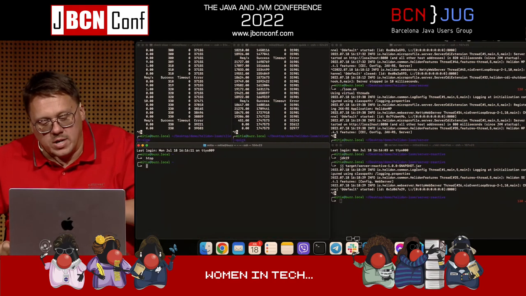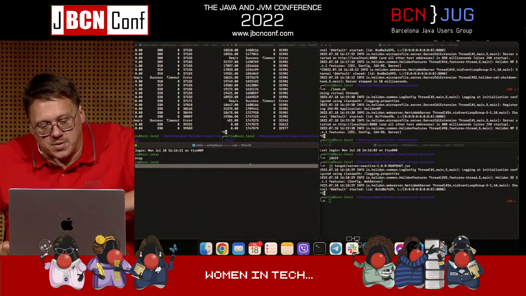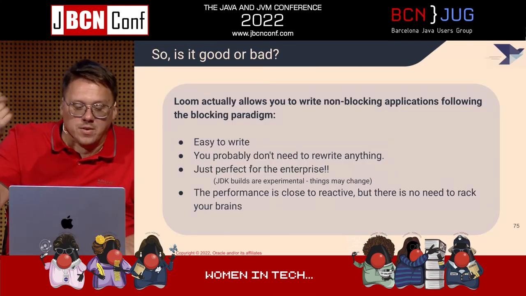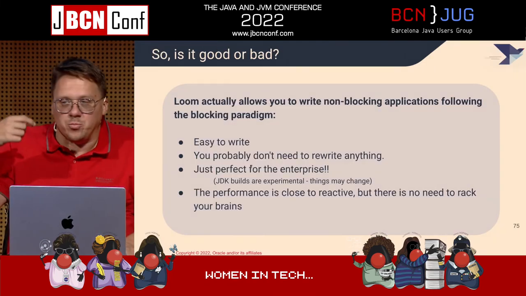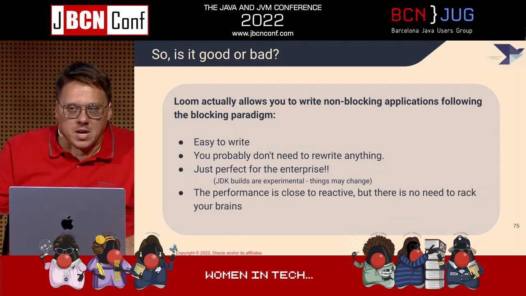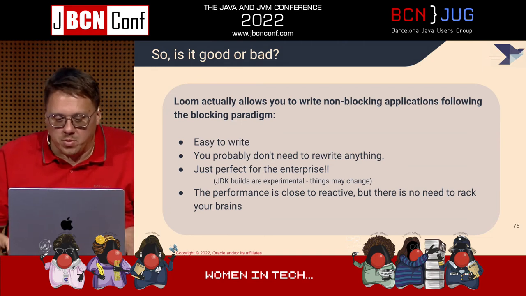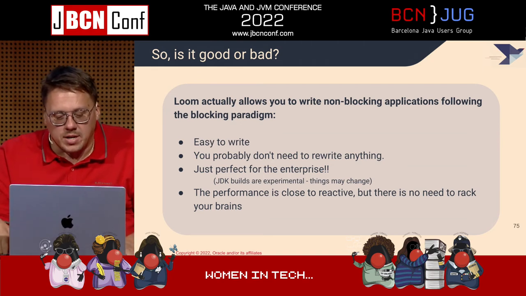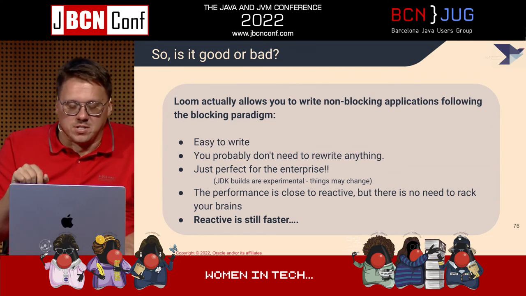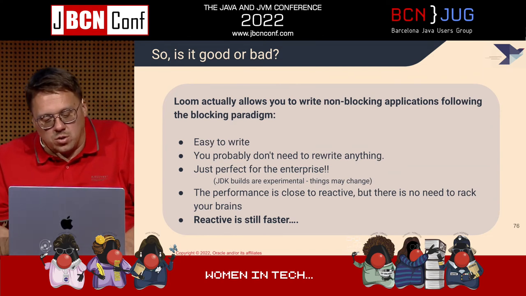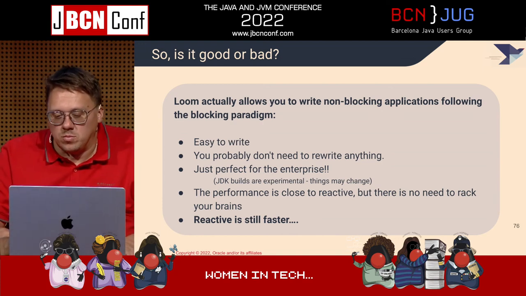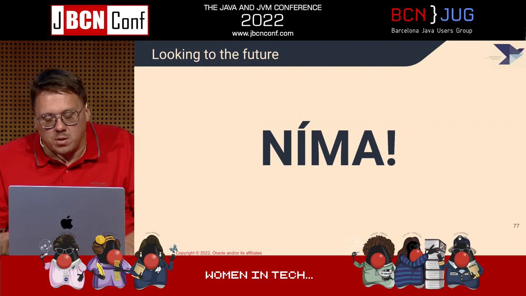We come to a situation where, reactive is cool, but once again, with Loom it's very easy. You probably don't even need to rewrite anything. It's perfect for the enterprise, just because a lot of people may use it again and again without rewriting. But as you see, reactive is still actually faster, at least on this machine. Loom, in combination with Helidon, of course, is a great option.